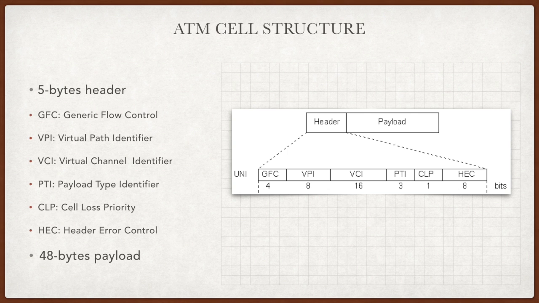The CLP field is a 1-bit field used as a priority indicator. The HEC field is an 8-bit field that allows an ATM switch or ATM endpoint to correct a single-bit error and detect multi-bit errors in the first 4 bytes of the ATM header.